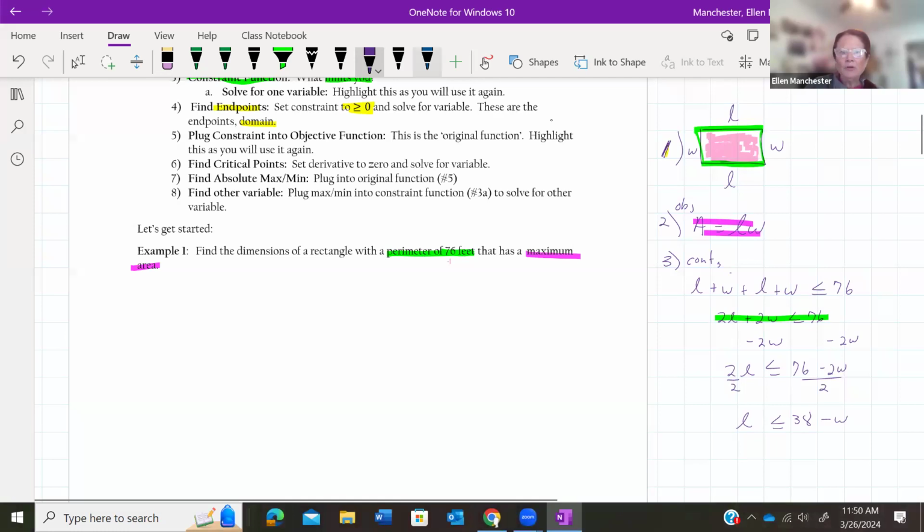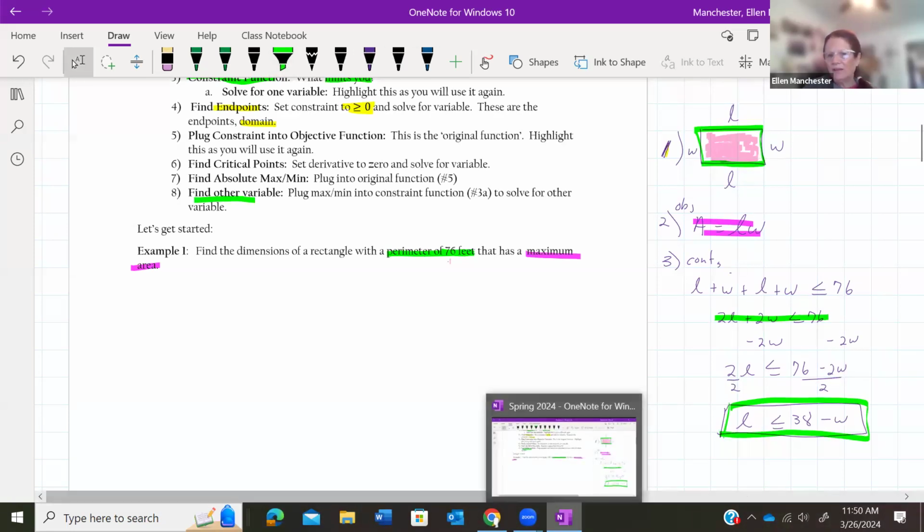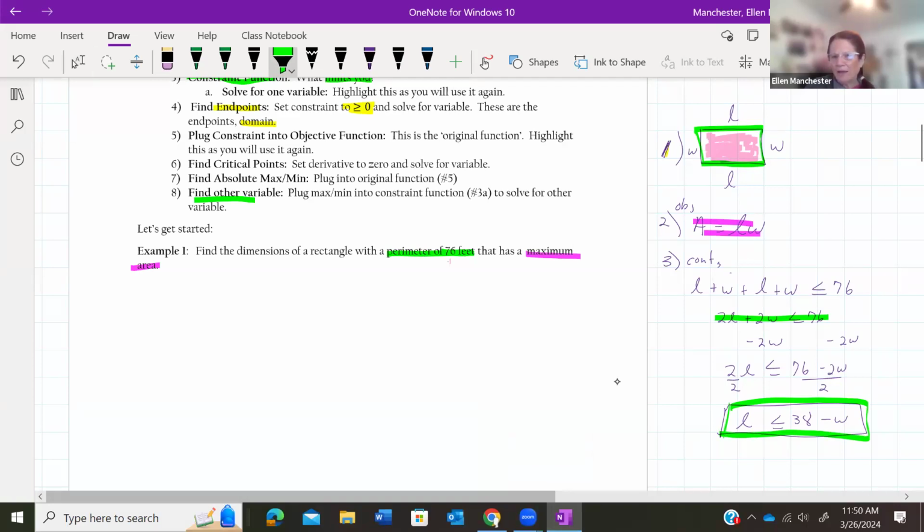Okay, so I am going to mark this. I'm going to put this in a box, and I'm going to do it in green too, because this is my constraint. I'm going to come back to this. My last step is I'm trying to find the other variable. So I have to come back to this one because I'm going to be able to find W real quick here, but I have to find L also because I want dimensions. So I need length and width. Okay, so everyone good with that? Just found my constraint, solved for one variable.